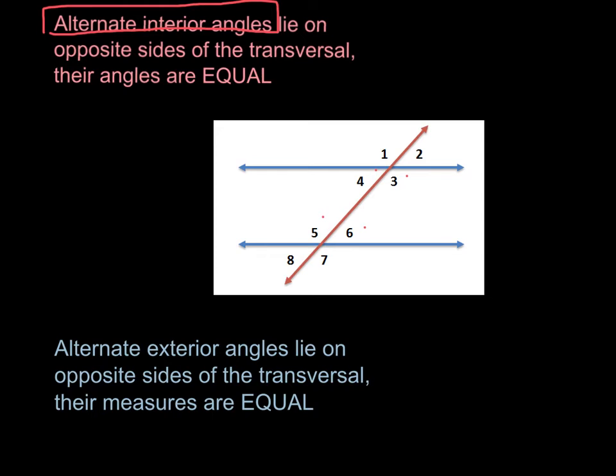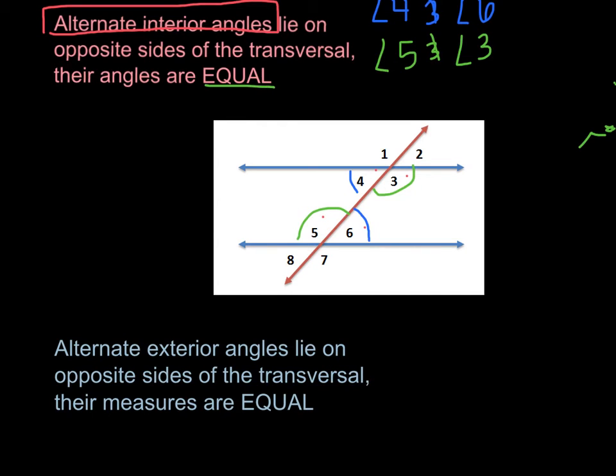So that means 4 is opposite sides of 6. So we would say angle 4 and angle 6. But also, I have angle 5 and angle 3. They're on the inside of the parallel lines, and they're on the opposite sides of the transversal. So angle 5 and angle 3. Now what that means is that angle 4 and angle 6 are equal, and angle 5 and angle 3 are equal.